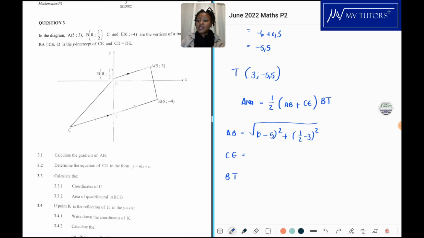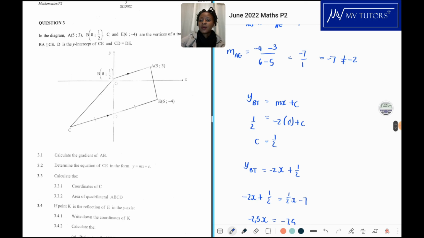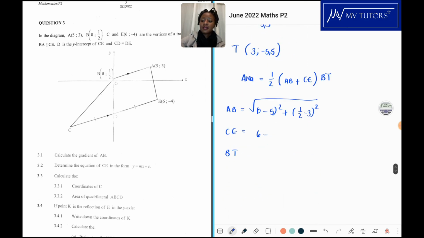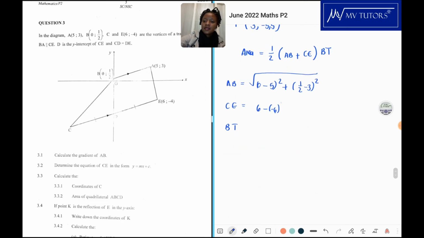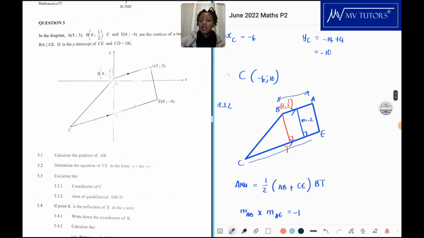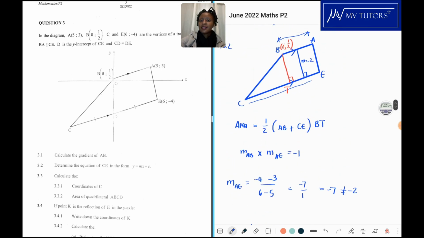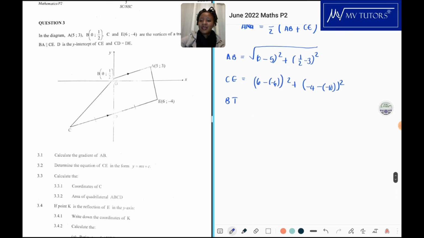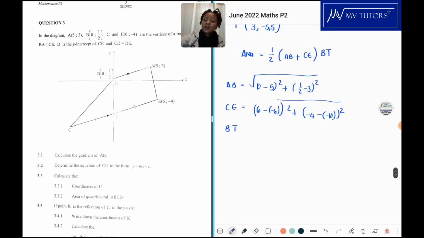I believe that you know it, so we can just plug in values and go with it. So for CE, the x value for E is 6. The x value for C, I think it was negative 10. Can't recall. Oh, negative 6. So 6, negative 6. All of that is squared. And then the y values, I have negative 4, negative 10. If I recall correctly, the x coordinate of C is negative 6. The y is negative 10. Okay, there I am making silly mistakes. All right, so that is that.